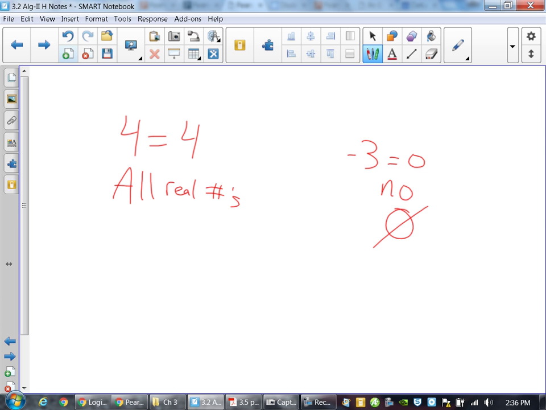It happens from time to time that you wind up with the exact same equation. An all real number problem would look like this.